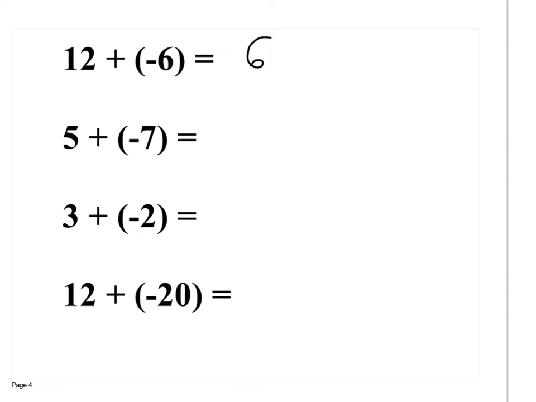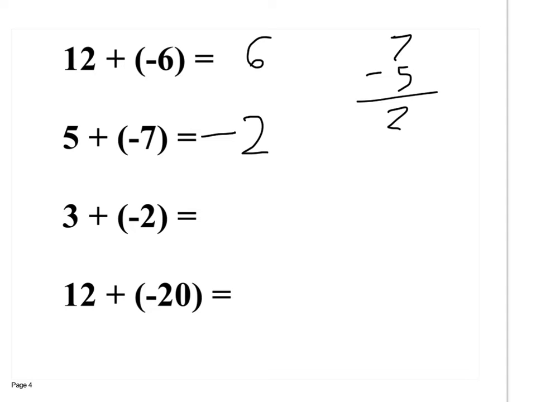5 plus -7, this is where the positive number is smaller than the number that's negative. 5 and 7. So what I do is I look, which one's bigger? 7 is bigger. So my answer has to be negative, and then I do 7 minus 5. What is 7 minus 5? 2. So 5 plus -7 is -2.